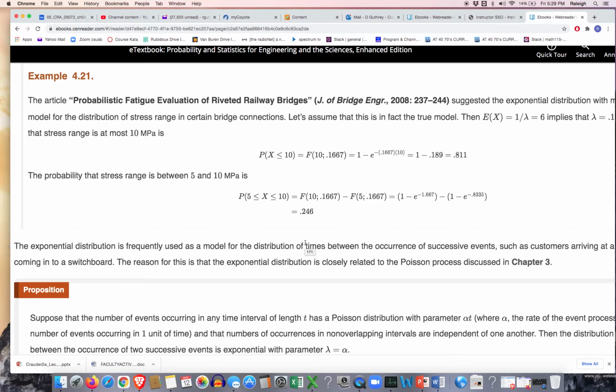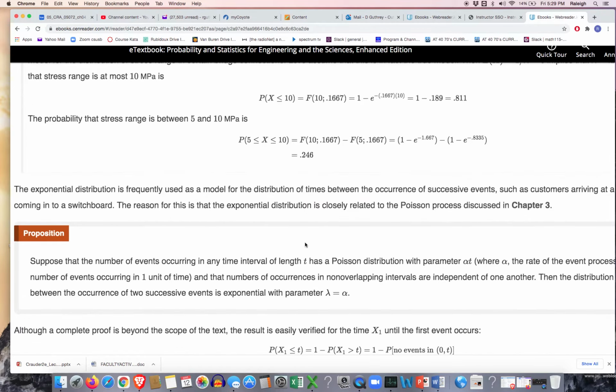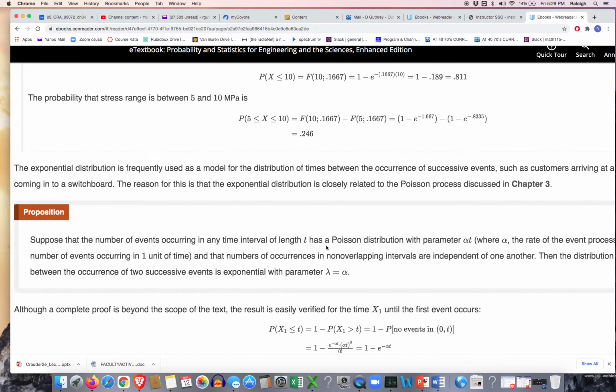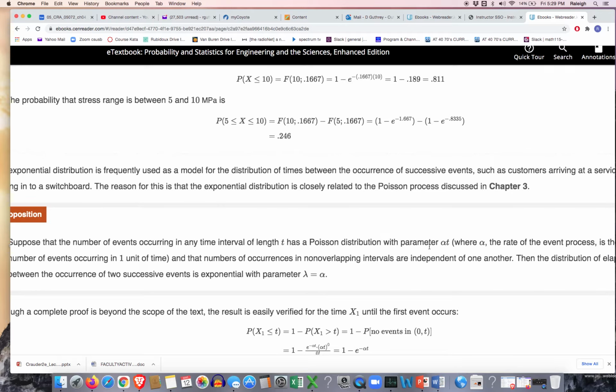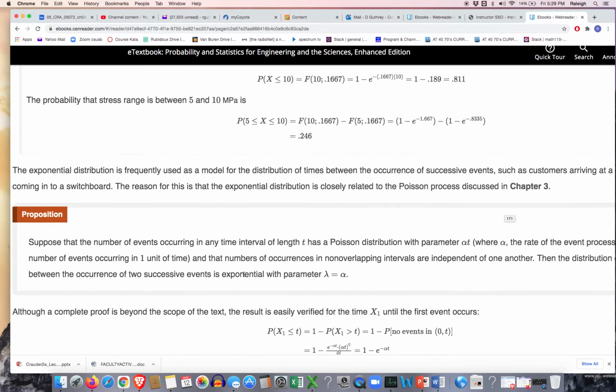And so exponential talks about the amount of time between events. And Poisson distribution, parameter of alpha t, is the number of events occurring in 1 unit of time. So a little bit different. That counts the number of events occurring in a certain amount of time. Say a minute, say an hour, or a day, whatever it might be.